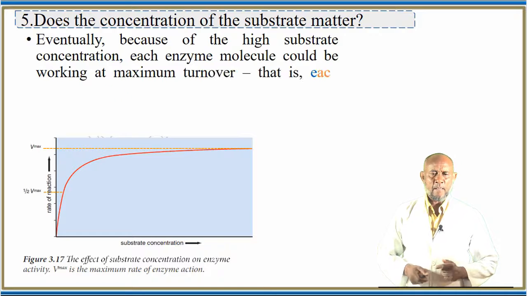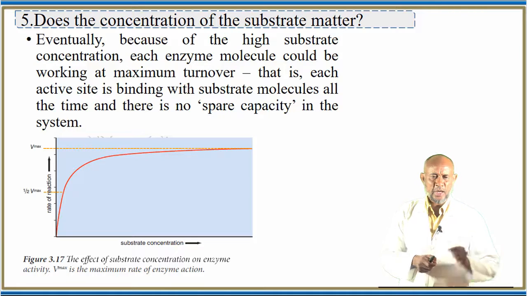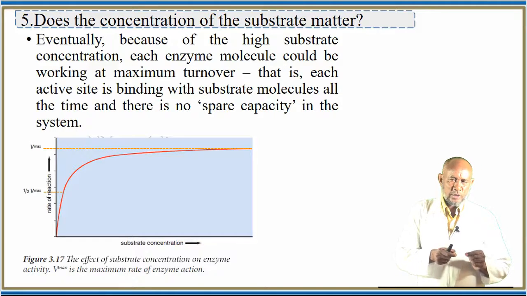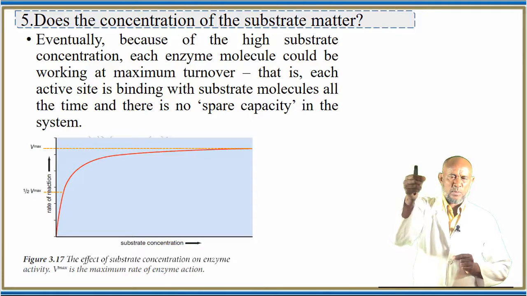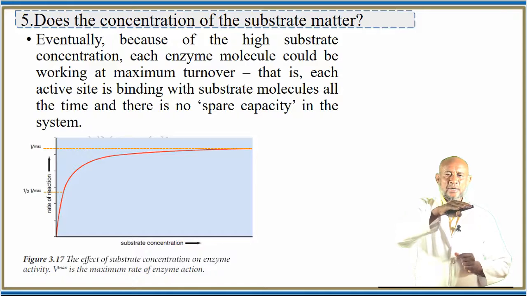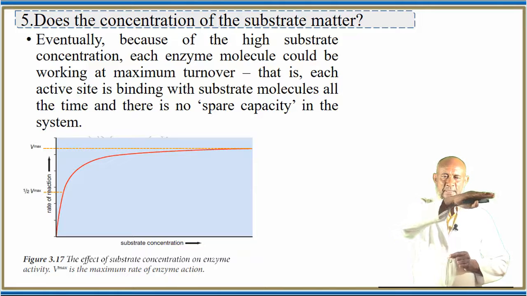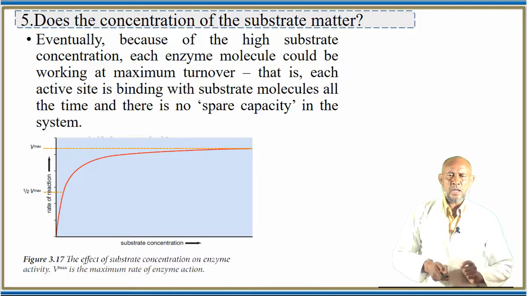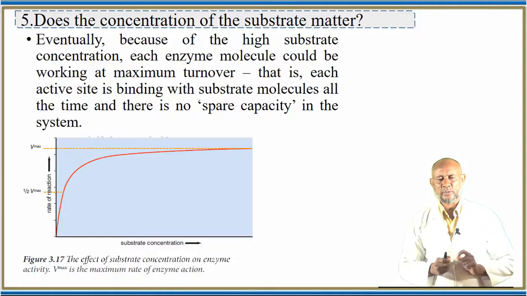Representing this simple graph, the x-axis is the substrate concentration, and the y-axis is the rate of the reaction. If you look, when the concentration of the substrate is increased, primarily the rate of the reaction increases up to the Vmax, the maximum velocity. And finally, it will level off, meaning that it will terminate at the Vmax, no more increase in rate of the reaction. Eventually, because of the high substrate concentration, each enzyme molecule could be working at a maximum turnover.